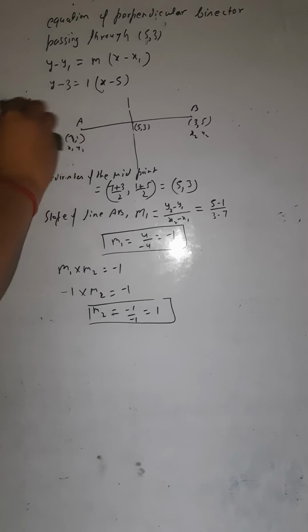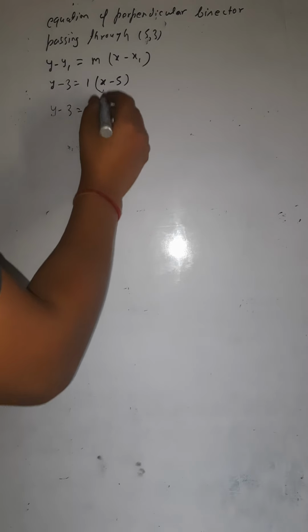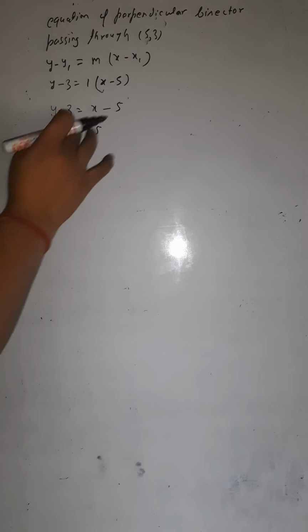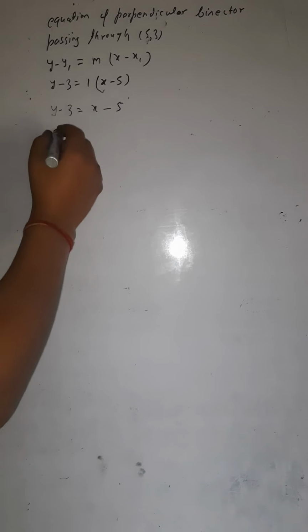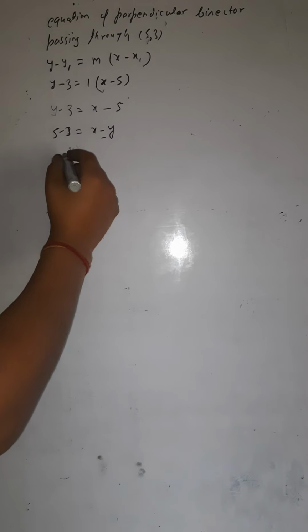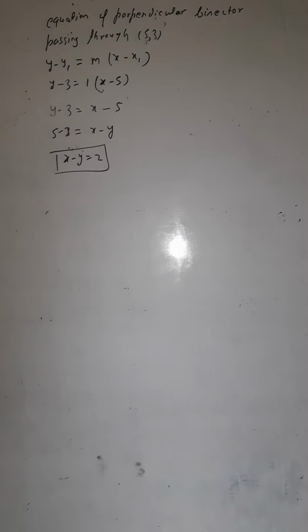Let me tell you how to solve this. y minus 3 equals 1 into x minus 5. Now keep x and y together, and the rest somewhere else. So y goes to the other side and becomes minus y, x remains, and minus 5 goes across and becomes plus 5. Minus 3 remains on the left. So x minus y equals 5 minus 3, which is 2. So the equation of the perpendicular bisector is x minus y equals 2. This is the answer.